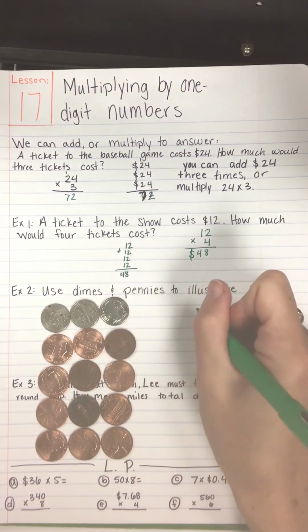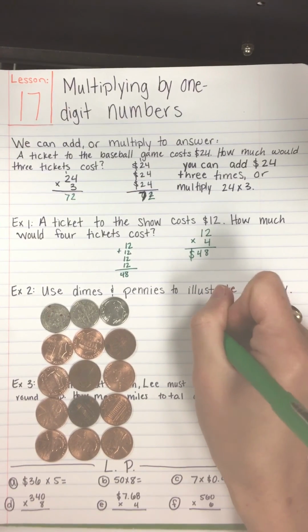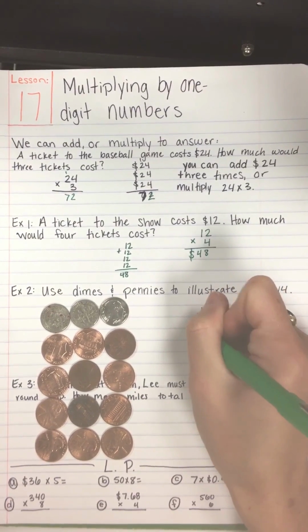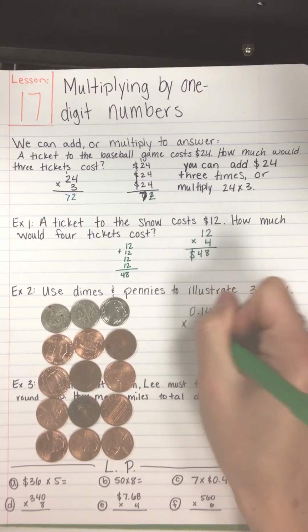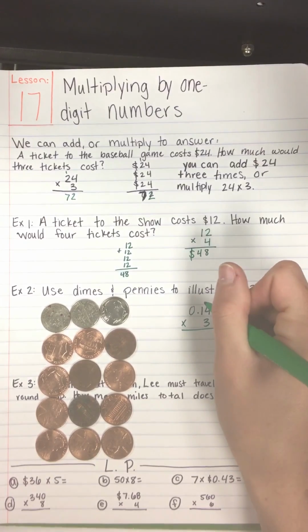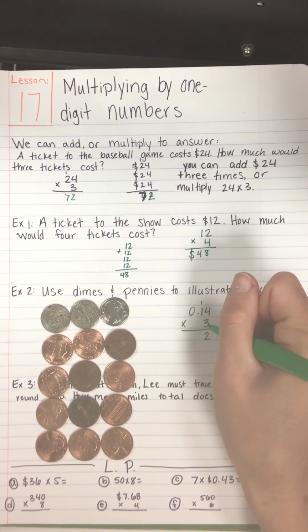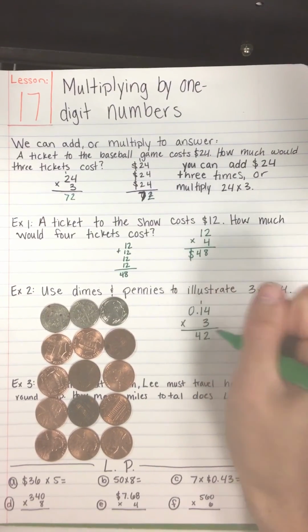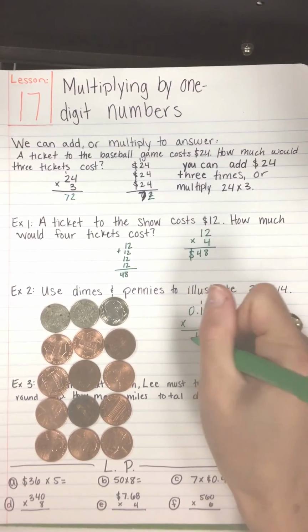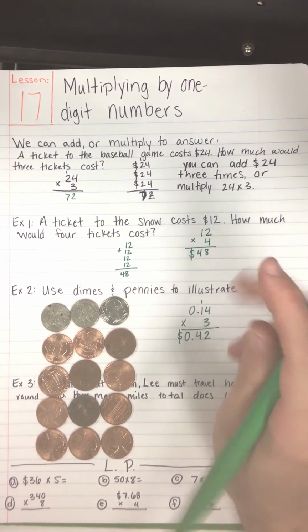So we can multiply. Let's do 14 cents times 3. All right, so 3 times 4, 4, 8, 12. And 3 times 1 is 3. Plus 1 more is 4. 42 cents. All right.